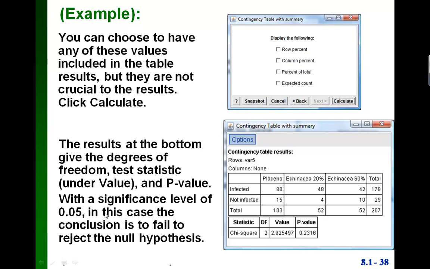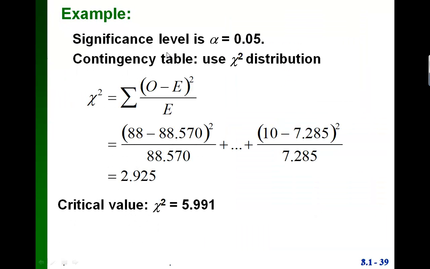Since we were testing with a significance level of 0.05, our p-value is larger than that, so our conclusion would be that we would fail to reject the null hypothesis. And again, just like we did for the goodness of fit, we could find our critical value using StatCrunch if we wanted to. We would just put in 0.05 for our probability and use 2 for our degrees of freedom. And this would be our critical value.